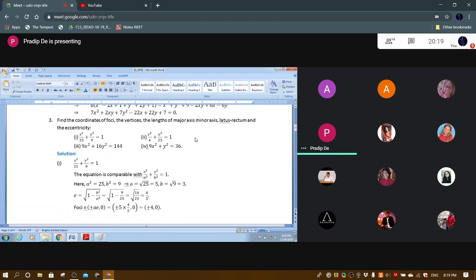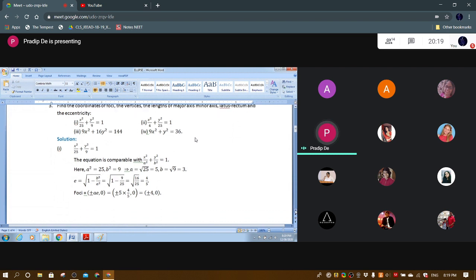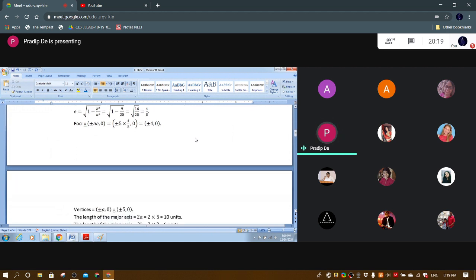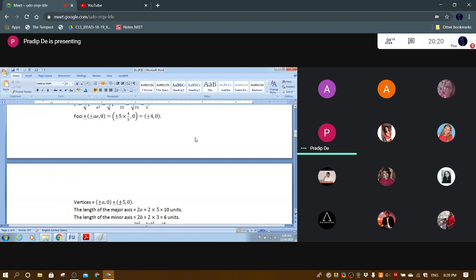Look at the steps. How do you do it? Vertices are always at plus minus a comma 0. So plus minus 5, 0. Length of the major axis, which is 2a. We have found a equal to 5. So 2a is equal to 2 into 5, that is 10 units. Length of the minor axis, 2b. We have found b 3 units. So 2b is equal to 6 units. Major axis 10 units. Minor axis 6 units.